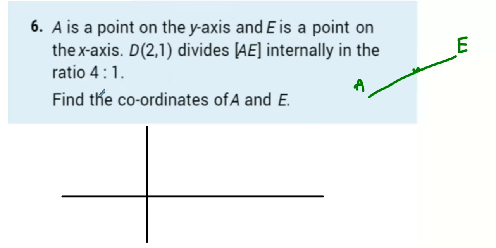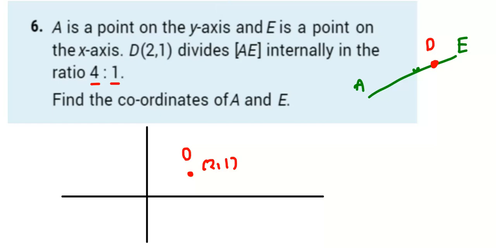Yeah, it's 4 times further away from A as it is from D. So from E, we expect it to be somewhere up in this region here, yeah? Okay. So let's draw where D is. 2 across and 1 up is around here. And that's your D. Okay.